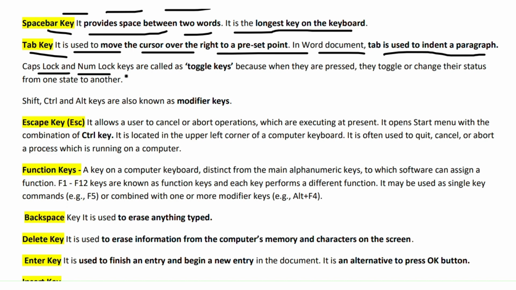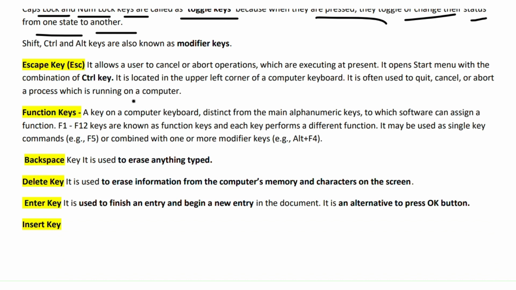Caps Lock and Num Lock keys are called toggle keys. Caps Lock and Num Lock are also called toggle keys because when they are pressed they toggle or change their status from one state to another. Shift, Control, Alt keys are also known as modifier keys. These are all modifier keys.